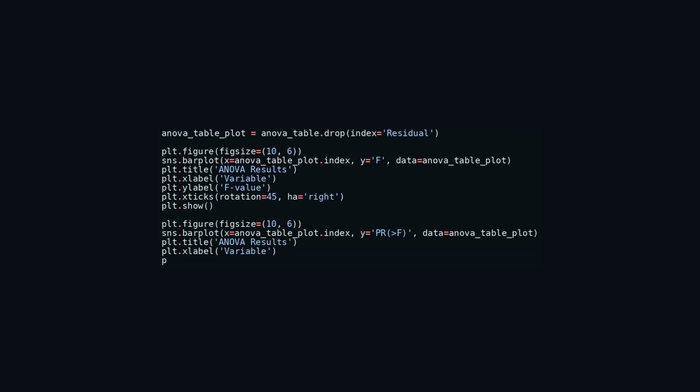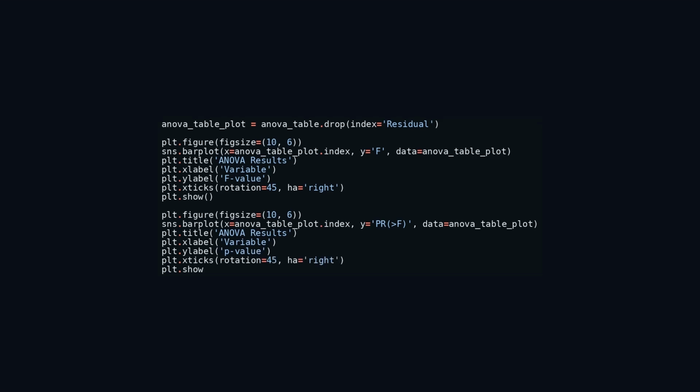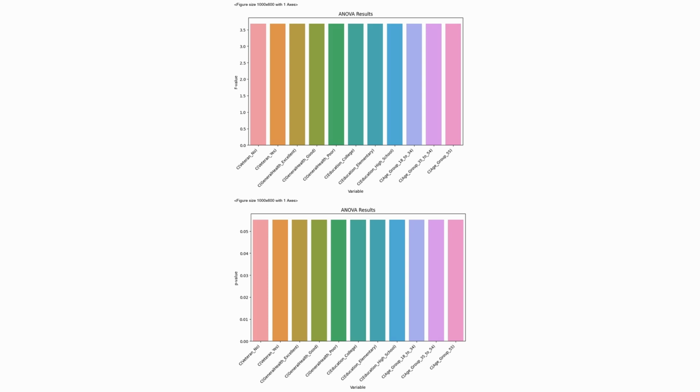Both visuals are accompanied by suitable titles, labels, and category rotation to enhance readability. Such visual aids are crucial for comprehending ANOVA results and pinpointing variables that wield a notable influence on the response variable in statistical analyses. They offer a more intuitive approach to interpreting statistical outcomes compared to a mere examination of figures within the ANOVA summary.